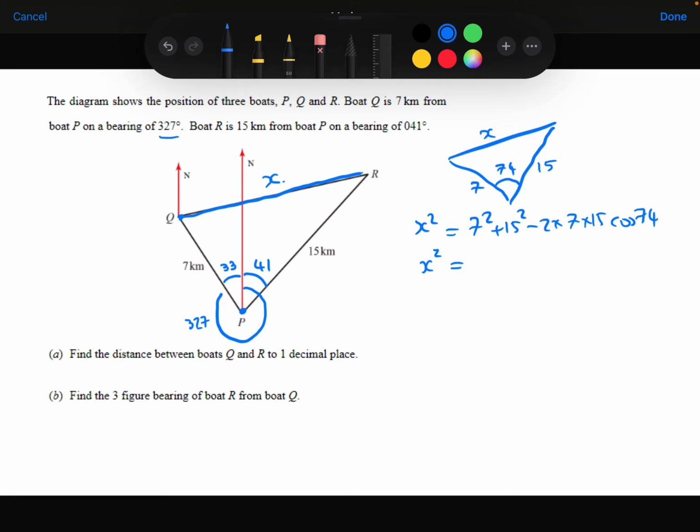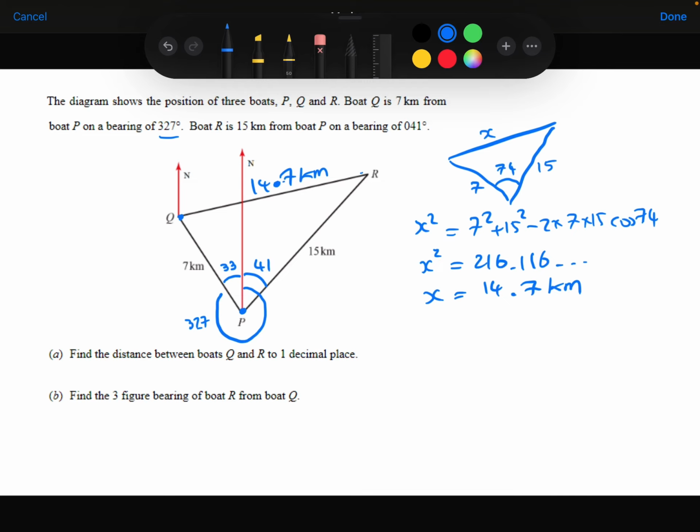So putting that into my calculator, I get 216.116, square root that, and I get to one decimal place 14.7 kilometres. So that's my answer for part A.